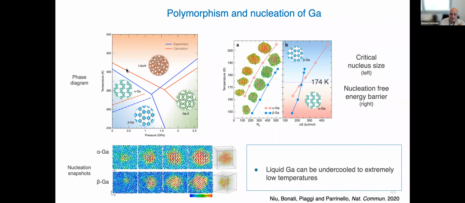It can be overcooled, undercooled, down to extremely low temperatures. Depending on the undercooling, it goes either into one phase or into the other. And I think we have an argument why that happens. Okay, that's more or less it.